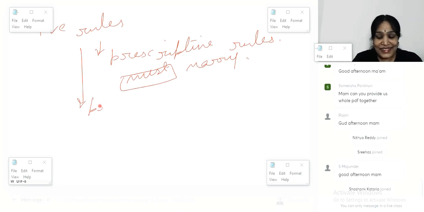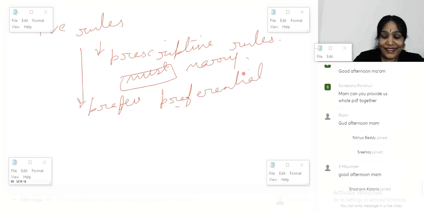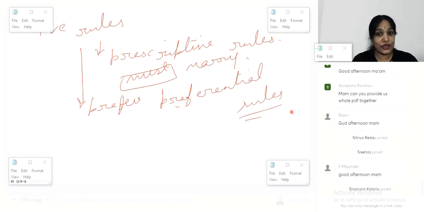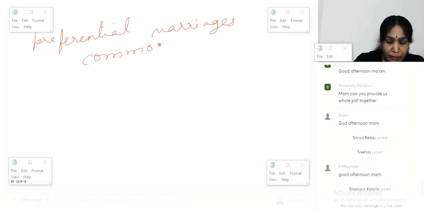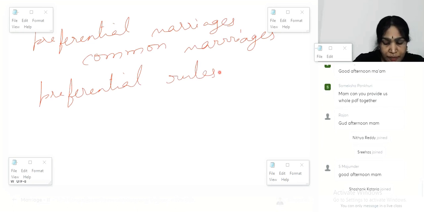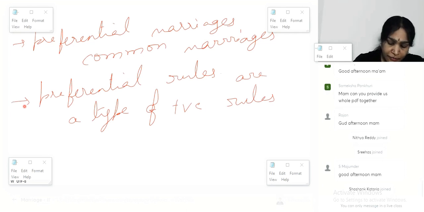Coming back to this, prescriptive rules come in the form of must. Then here itself another thing will be there: preferential rules. But one thing is I have to practice my handwriting. Preferential rules. Preferential rules are different. Preferential marriages are different. Don't confuse them. Listen very carefully. Let me write down one statement, if you want to write down: preferential marriages means common marriages, and preferential rules are a type of positive rules.